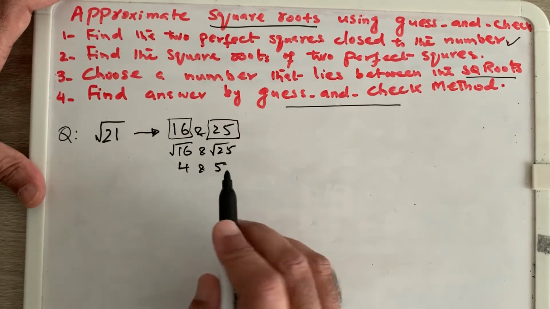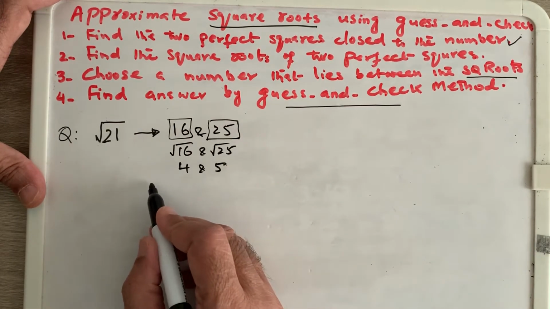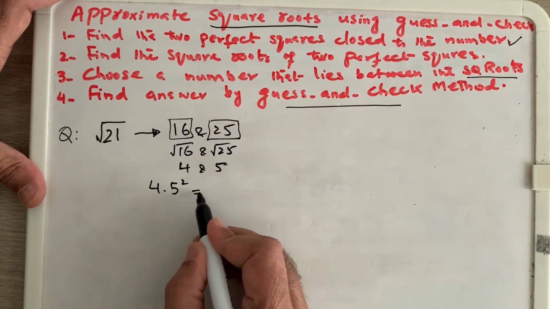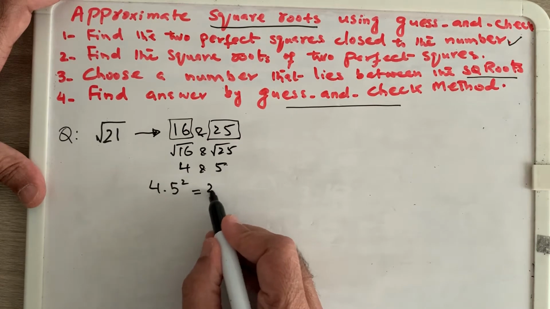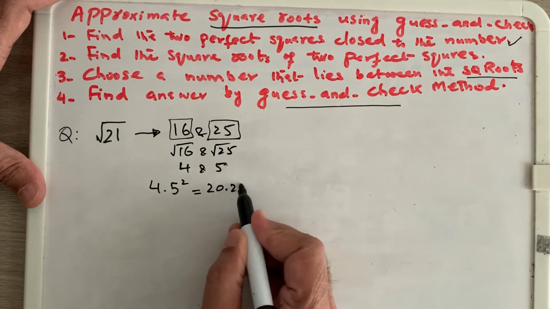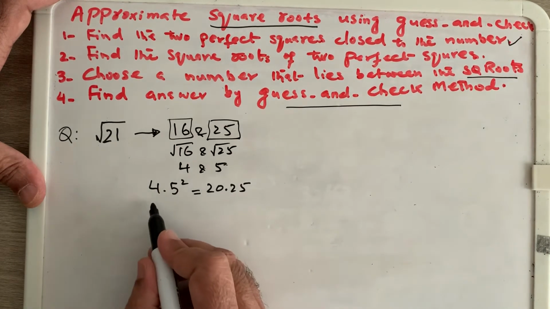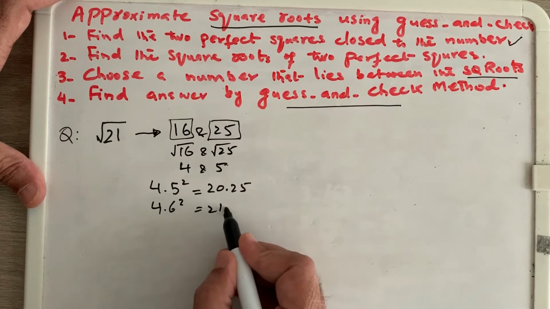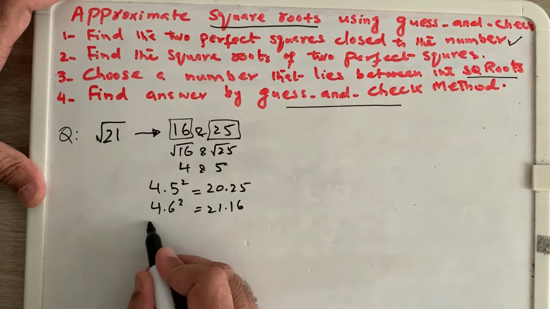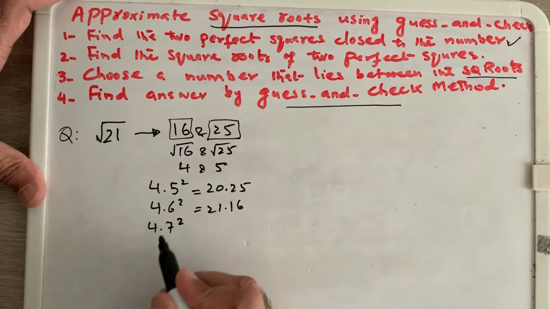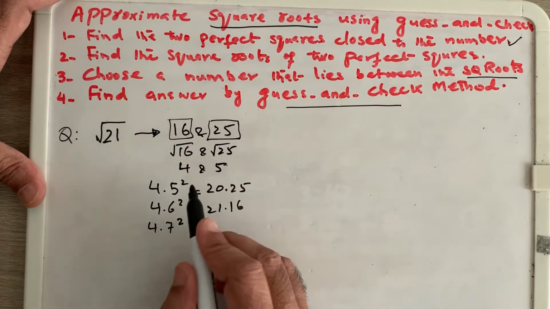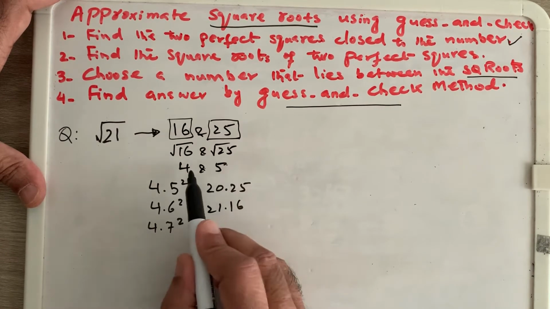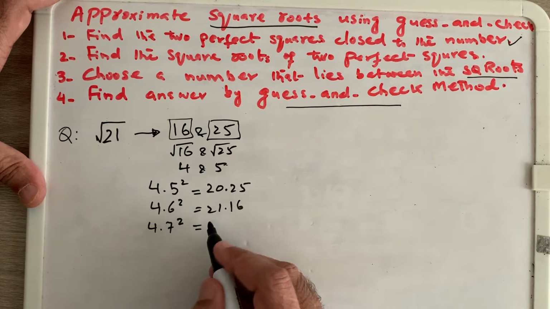Now I have to guess and check what my required number is. So first I try, let's say, 4.5 whole square, and then do it by calculator. I will get 20.25. Then I try 4.6 whole square and that gives me 21.16. And then I try 4.7. This is called the guess and check method. So I guess that my answer will be between 4 and 5, and I am now guessing and checking to get the exact answer, right?